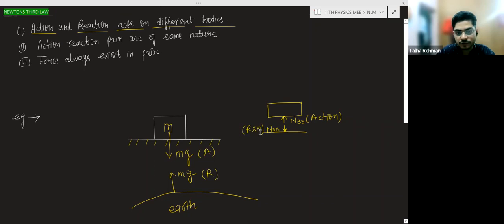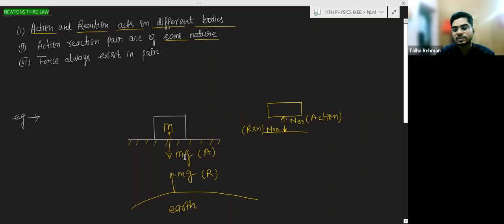Now second statement. This is the normal reaction, and this is the normal reaction. This is the weight, the gravitational force. Second statement: action reaction pairs are of the same nature. Same nature means same nature. Normal reaction, normal reaction. Action and reaction have the same nature. This is also normal reaction.